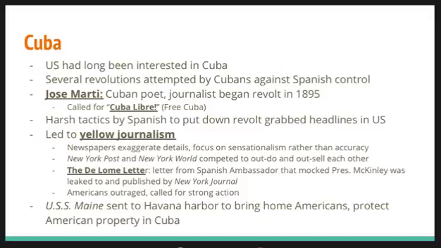So partly because of this and partly because of wanting to protect American interests in Cuba, the USS Maine, a battleship, was sent to the Havana harbor just to hang out in the harbor and remind the Spanish government that America will intervene if they think there's a threat to their interests.